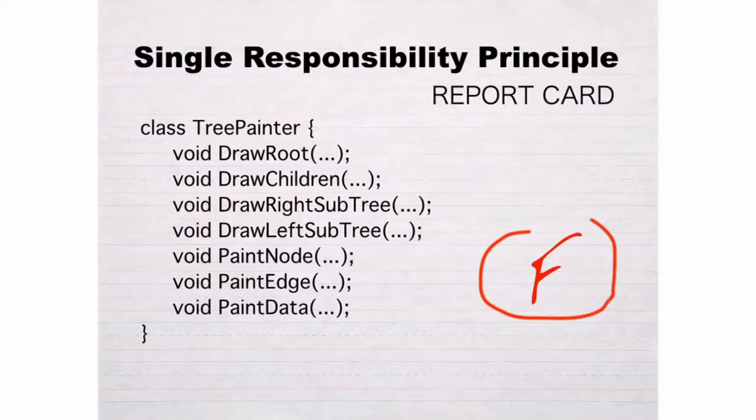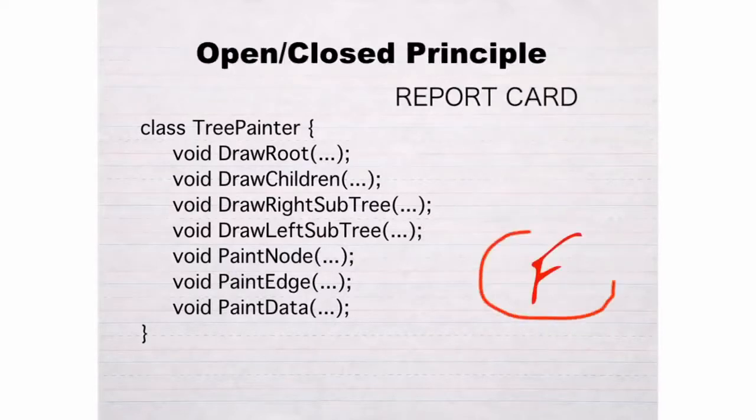My original code failed the single responsibility principle. Navigation code and drawing code were intermixed, but it also failed the open-closed principle. The code only worked for one type of graphics context, and I couldn't extend the behavior without altering the code. Let's take another look at that last one.